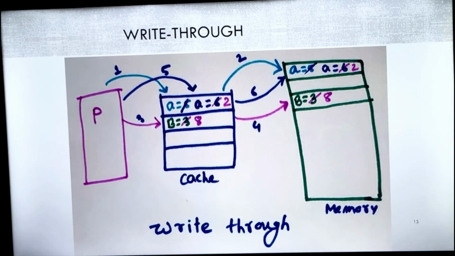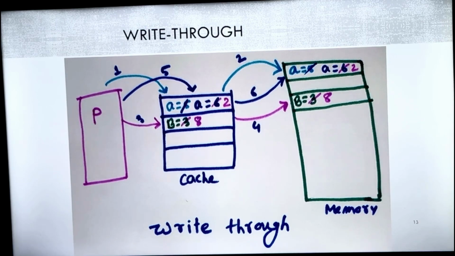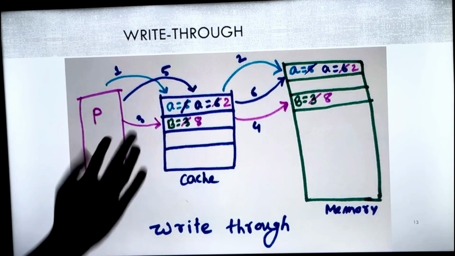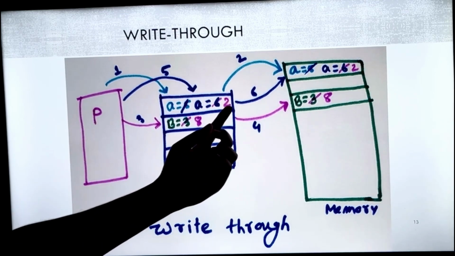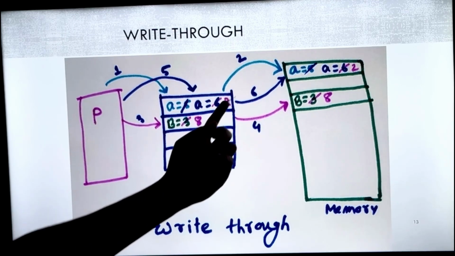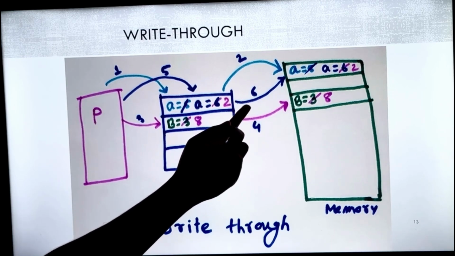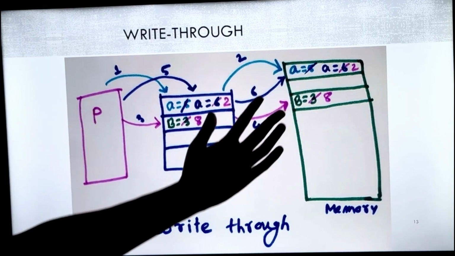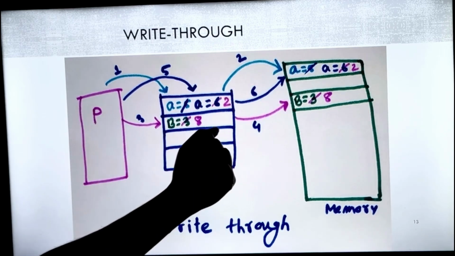So what is our main goal? Our main target is that my main memory should have the updated value, not every value. What is the updated value? a equals 2, or maybe after some time I made it a equals 7. So my target is that in this location I shall have a equals 7 or 9, whatever the updated value is. Not every piece of information I want.